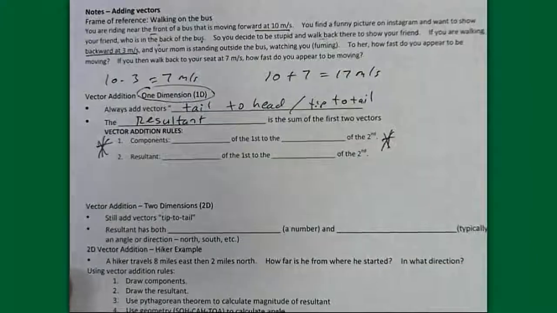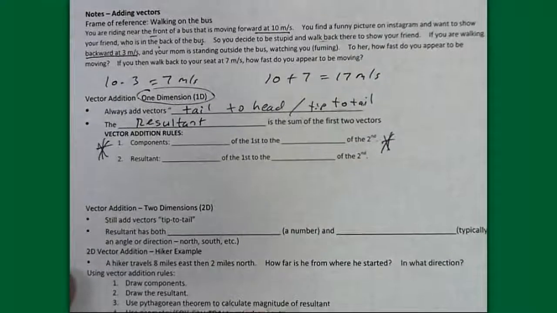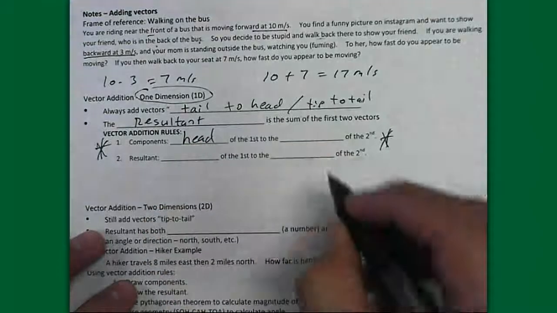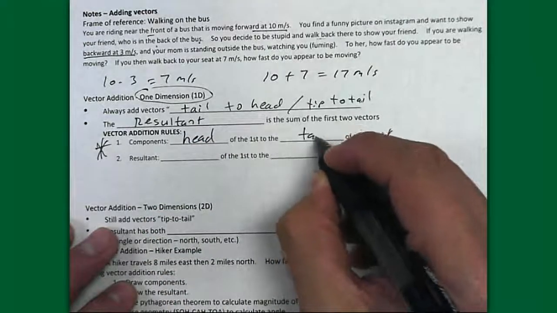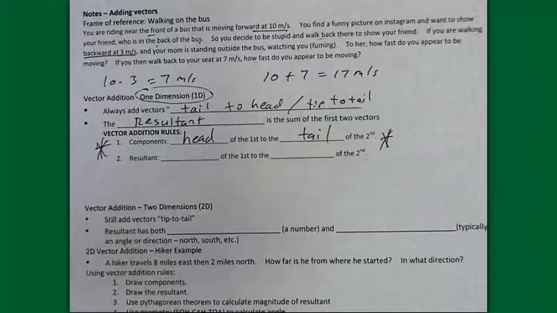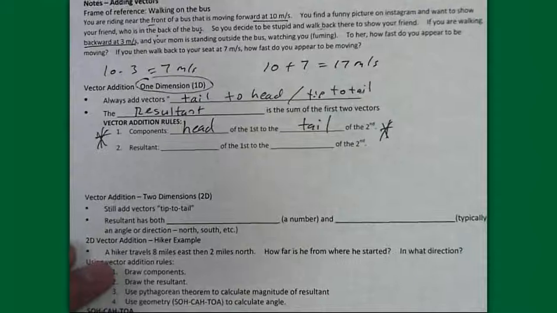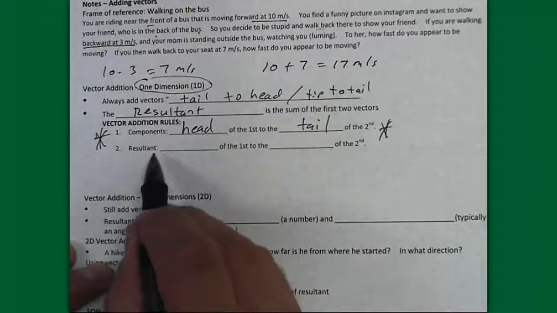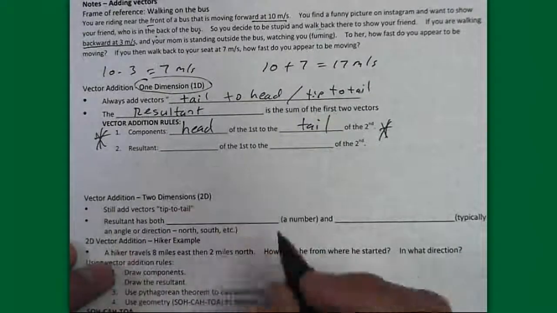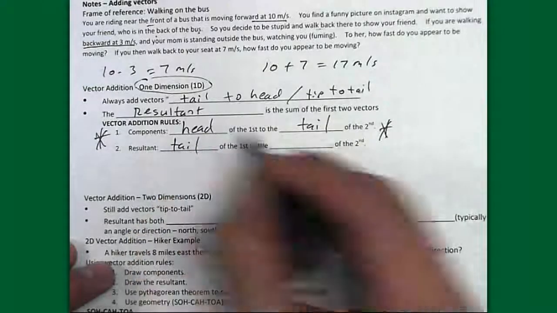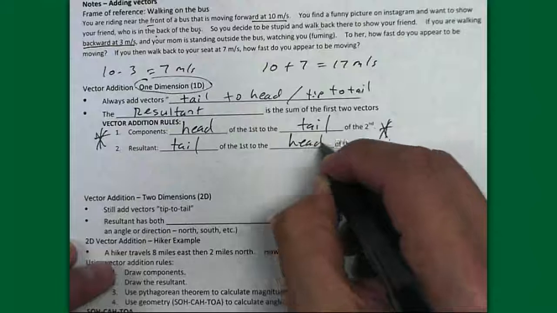So we need to know these vector addition rules. These are extremely important. The first thing you need to know to add the components is that the head of the first component needs to be at the tail of the second. Don't worry about it if you don't understand this just yet. You will when I do the example here in a second. And you also need to know that after that, the resultant has to be drawn from the tail of the first to the head of the second.